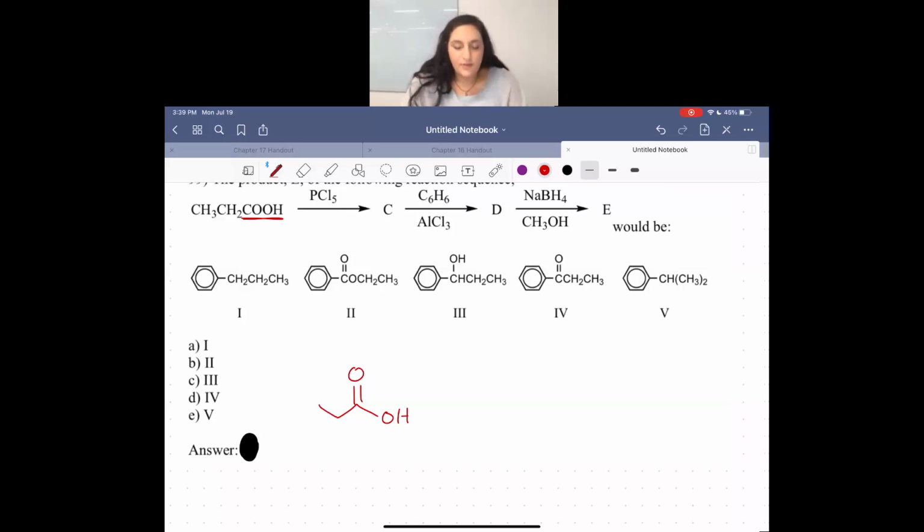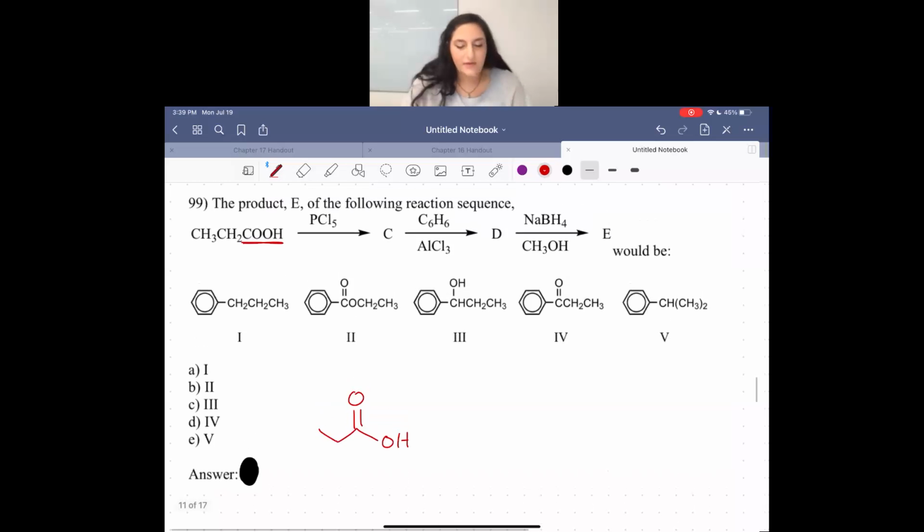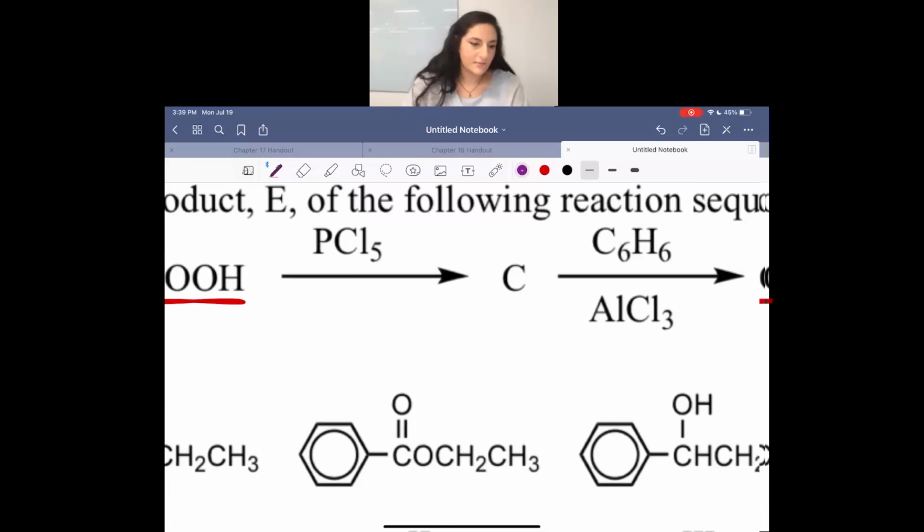All right, so this is reacting with PCl5, C6H6, excuse me, and NaBH4. That's a lot going on. So let's break it up piece by piece. PCl5, what's that going to do? You don't have to give me a big complicated answer, just whatever you think. It could be protecting. This is definitely a protecting group.